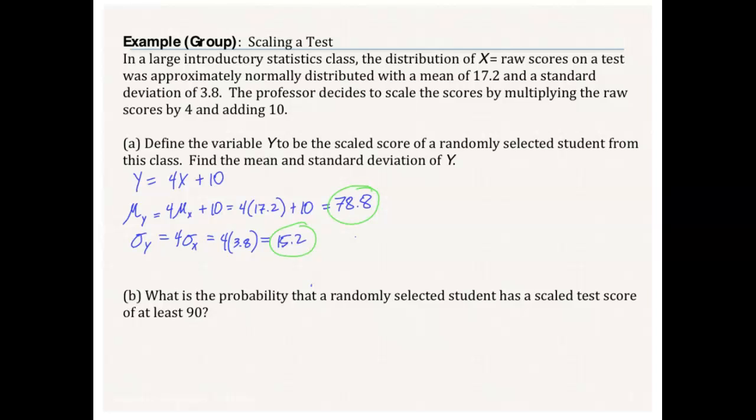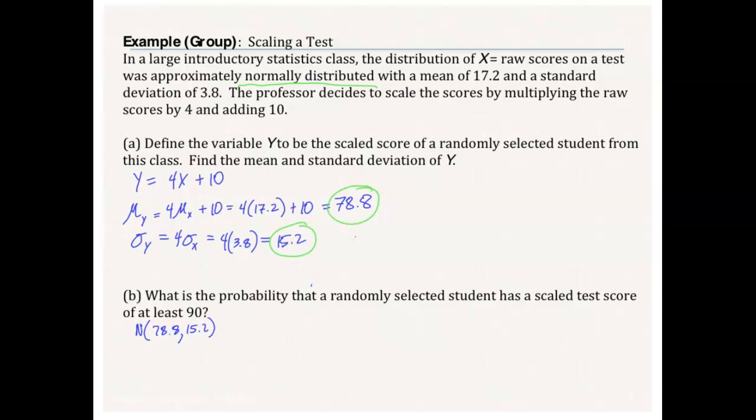Now, what is the probability that a randomly selected student has a scaled test score of at least 90? So the thing we want to take away from this is that they told us the scores are normally distributed, right? And so a transformation will not change the shape of the distribution, meaning it'll still be normally distributed after we've applied these transformations. So we can assume that our scaled score also has a normal distribution with a mean of 78.8 and a standard deviation of 15.2.